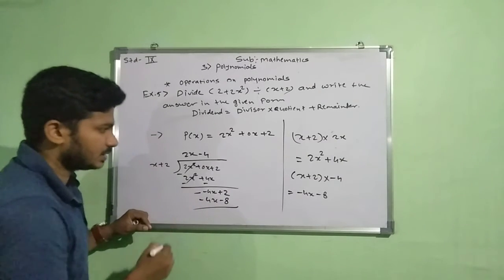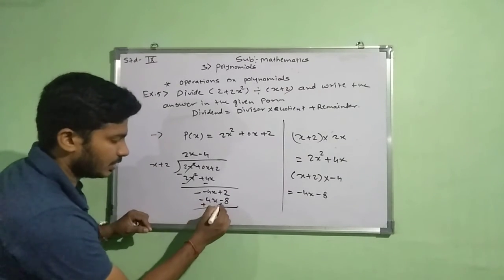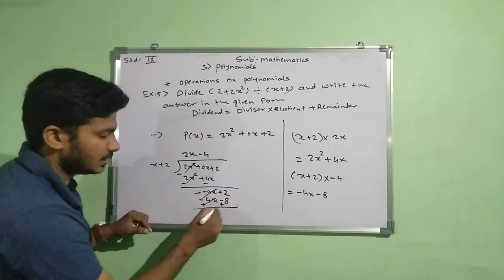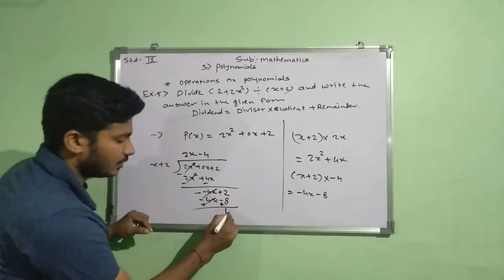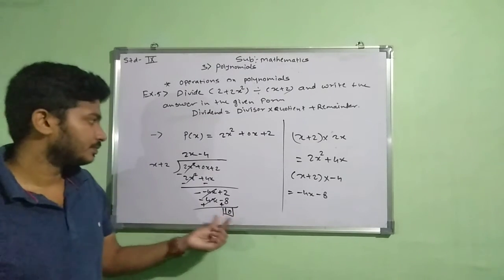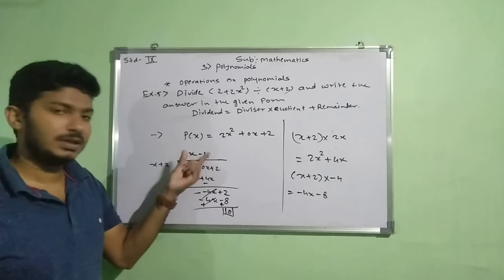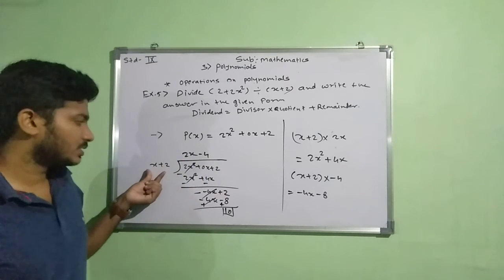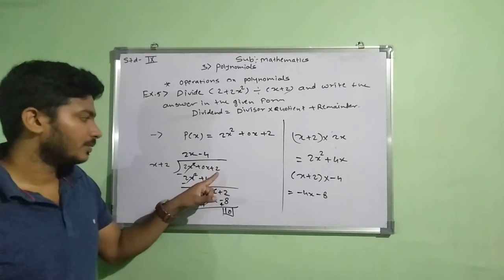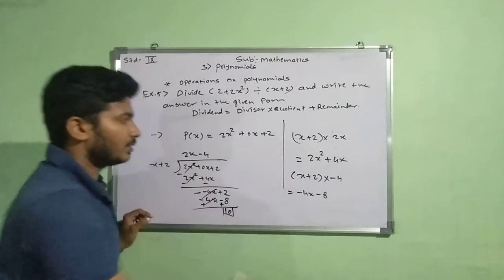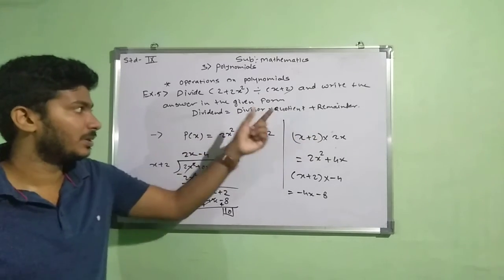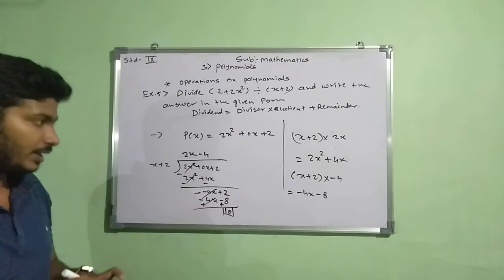Now again we have to do subtraction. We will change the sign, so that negative will become positive. Here also that negative will become positive. So minus 4x plus 4x will cancel, and 2 plus 8 will become 10. So that 10 is the remainder. 2x minus 4 is the quotient, x plus 2 is the divisor, and 2x square plus 0x plus 2 is our dividend. So we will write it in the form: dividend is equal to divisor into quotient plus remainder. In that form we have to write our answer.